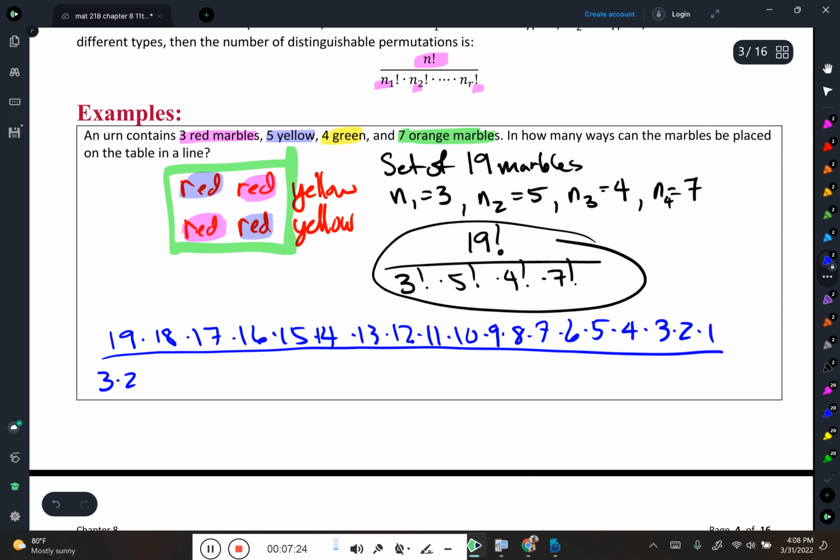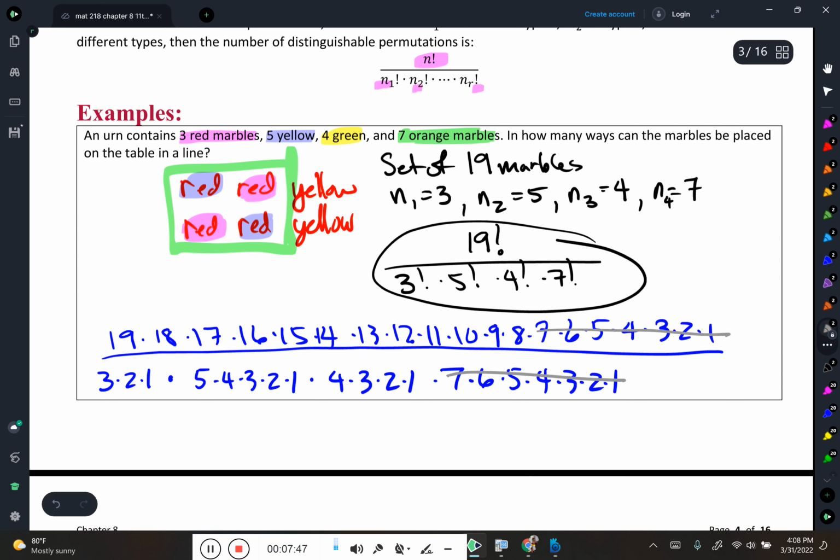3 times 2 times 1 times 5 times 4 times 3 times 2 times 1 times 4 times 3 times 2 times 1 times 7 times 6 times 5 times 4 times 3 times 2 times 1. And then I would start doing a bunch of cancellation because 7, 6, 5, 4, 3, 2, 1 is going to cancel with 7, 6, 5, 4, 3, 2, 1.